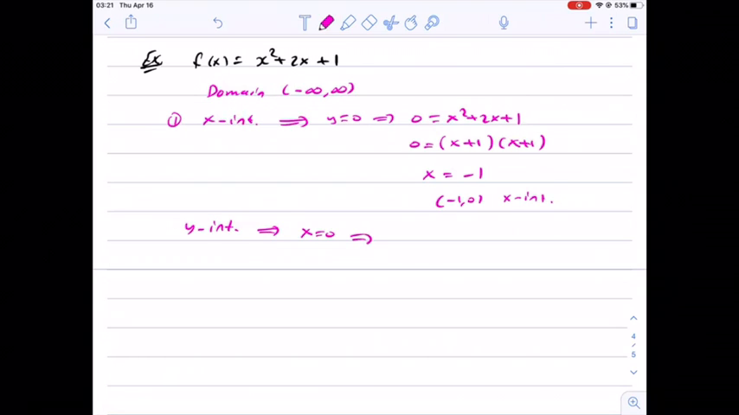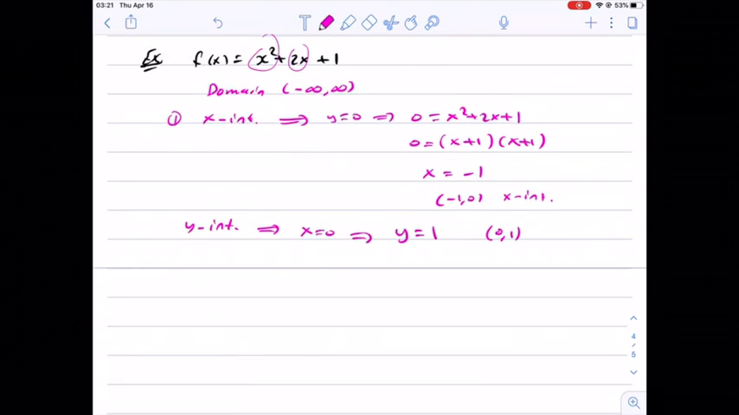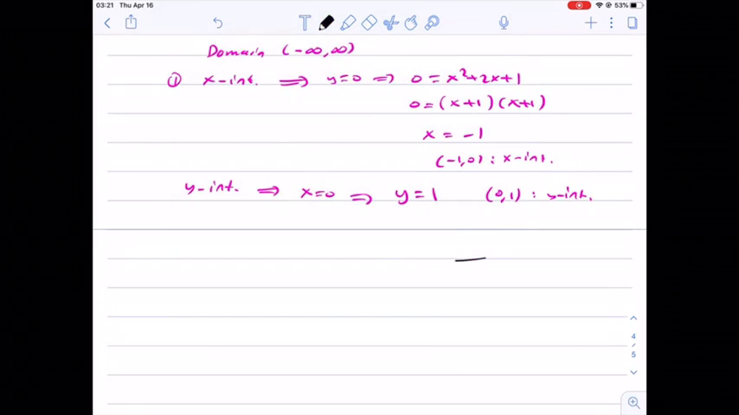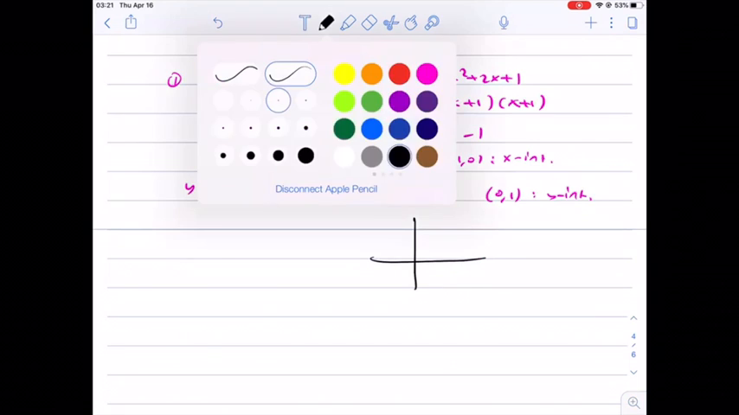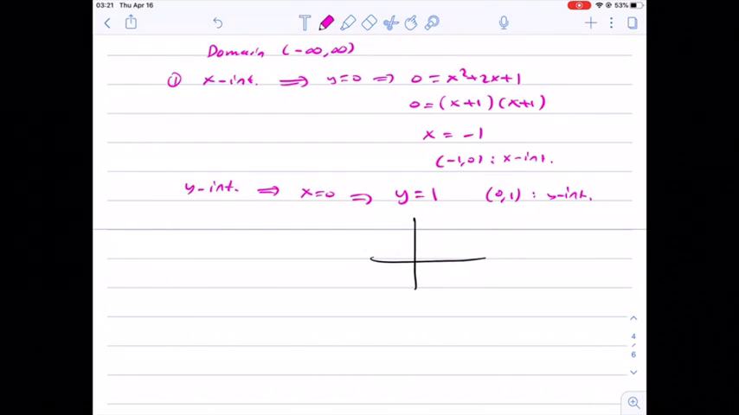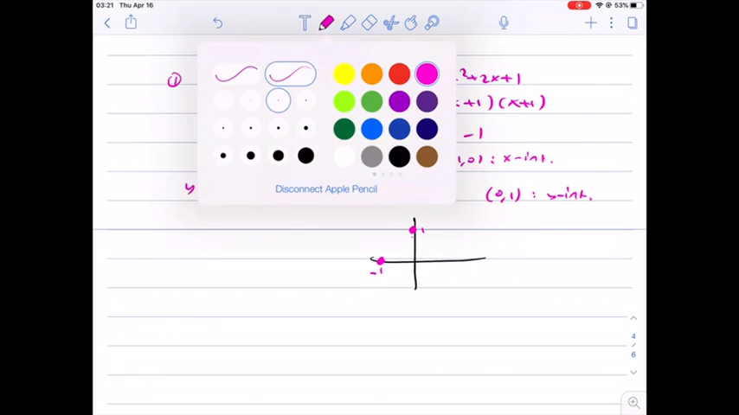So -1 and 0 is the x-intercept. Now what is the y-intercept? For y-intercept, we set x equals 0, and that gives y equals 0 squared plus 2 times 0 plus 1, y equals 1. So 0 and 1 is the y-intercept. So we have 2 points here: 0, 1, this point here, is the y-intercept, and -1, 0 is the x-intercept.